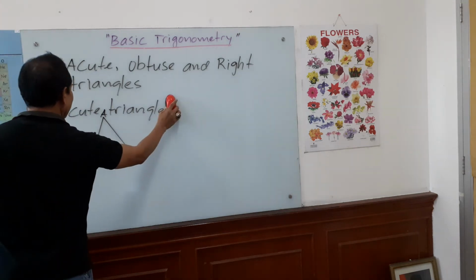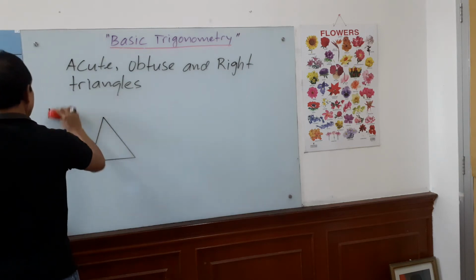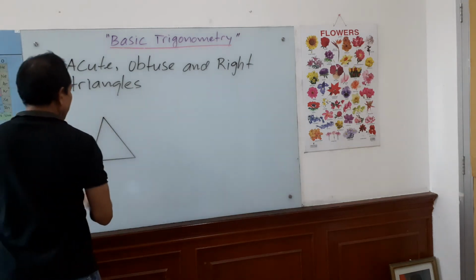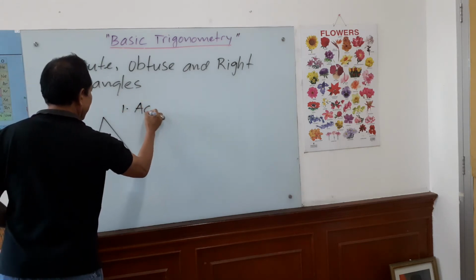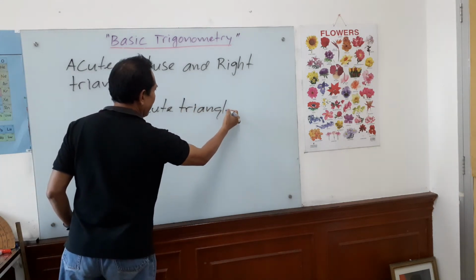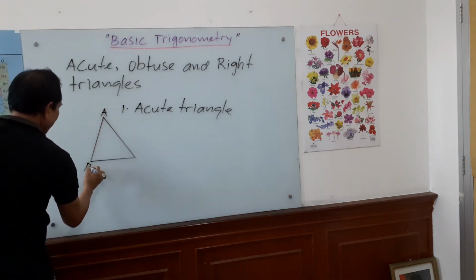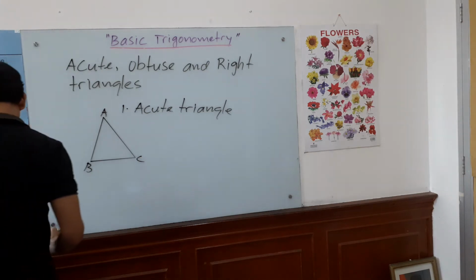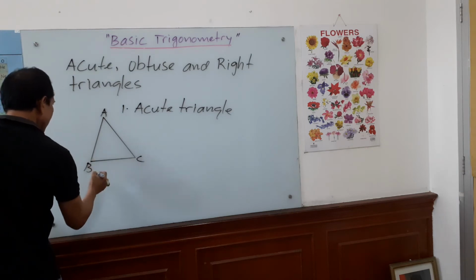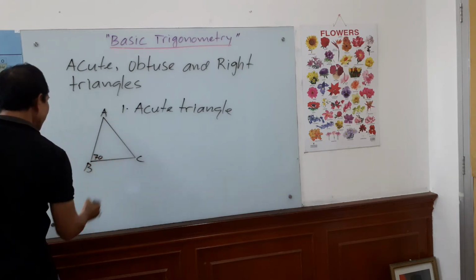It doesn't look nice. Put here number one, acute triangle. Okay, now this A, B here, C here. We take 70, was it? Yeah. 70 degrees.